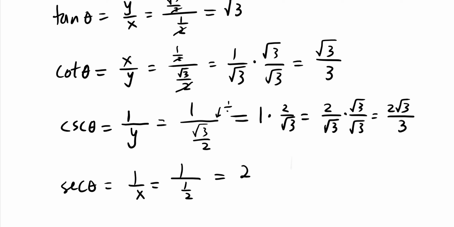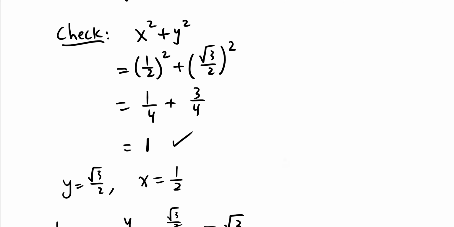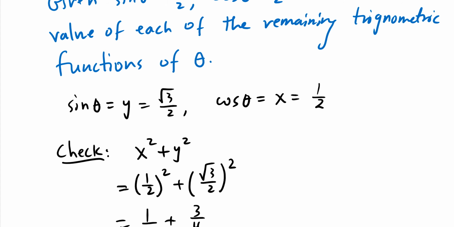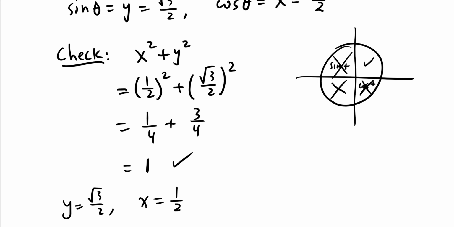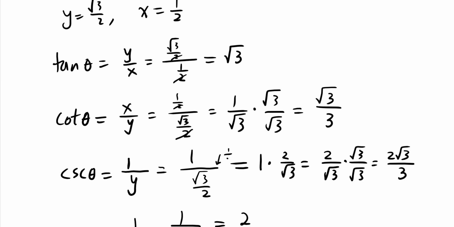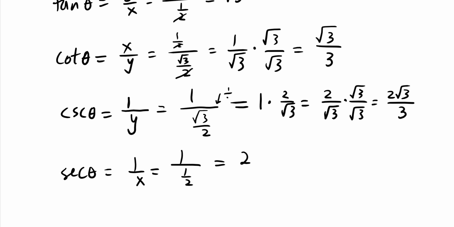Notice something about the signs. Everything I got was positive. Well, because both sine and cosine are positive, the only quadrant. Here sine is positive, but cosine is not. Here cosine is positive, but sine is not. Here both of them are negative, so the only place is the first quadrant. And in the first quadrant, all the trigonometric functions have positive values. And that's what we got.